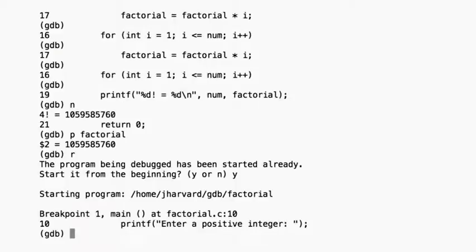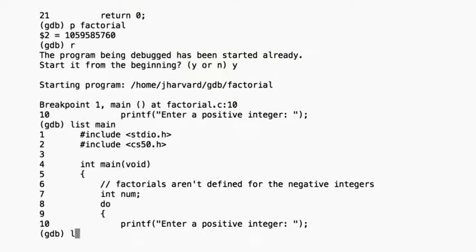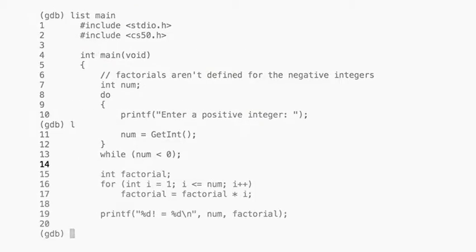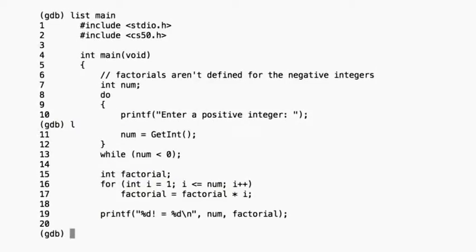Now we're back at our breakpoint at the beginning of main. We know that everything seems to be fine with reading in the int, so we can jump ahead with n. Alternatively, we can set a new breakpoint after the do-while loop and jump there. Let's do that. Looks like line 14 comes just after the loop. Let's set a breakpoint there.